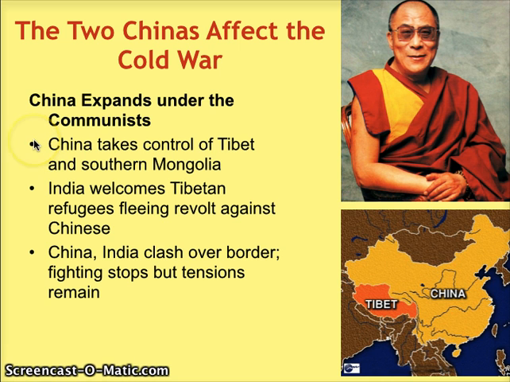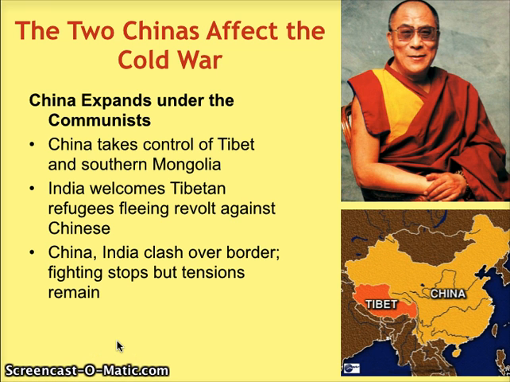China ends up taking control of Tibet, and the southern part of Mongolia. Tibet is a very religious area, and the leader of Tibet is the Dalai Lama. After China tightened its grip on the Tibet area in the 1950s, the Dalai Lama starts to flee to India. And India welcomes many different refugees from Tibet.